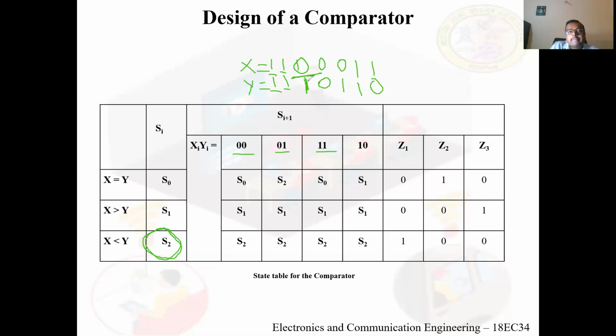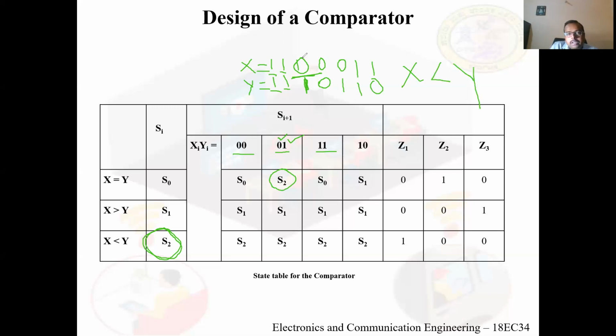Now what is happening for this one? As I said, we saw the scenario for this one here, 0 and 1. It will go to the state S2. S2 state is nothing but X is less than Y. So now what is happening? X is 0, Y is 1. So what is the result then? X is less than Y here.